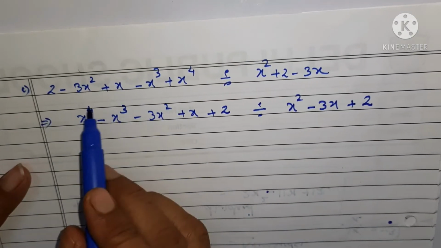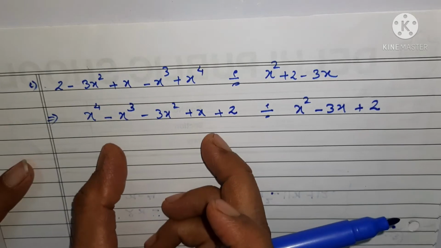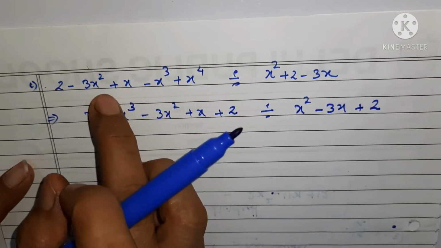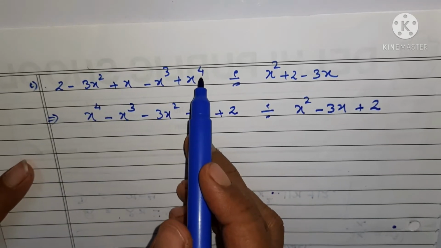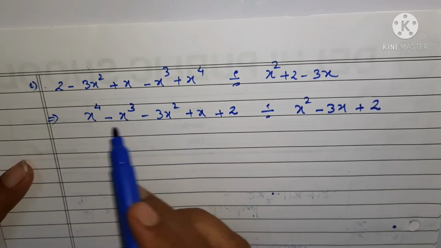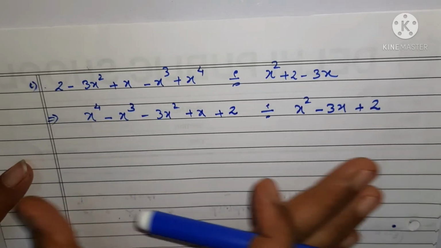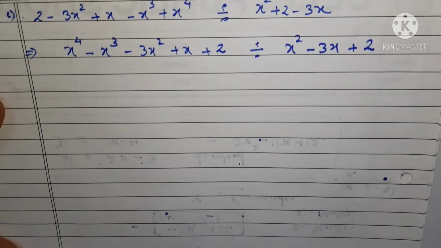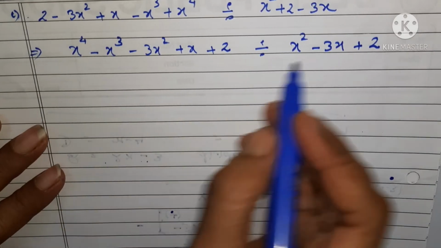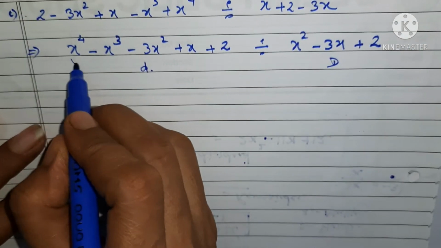So what you have done, you have just brought it into the descending order. You have just changed the order of the terms. The highest power is written first, then second, then third, and so on. So in descending order the powers are written. Okay, this much is clear. Let us move to do division. So this becomes the divisor, and this is the dividend.